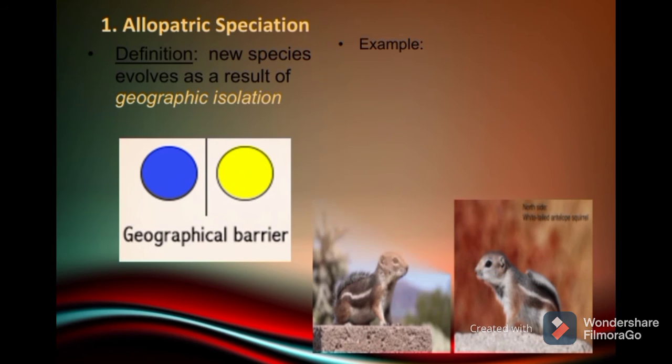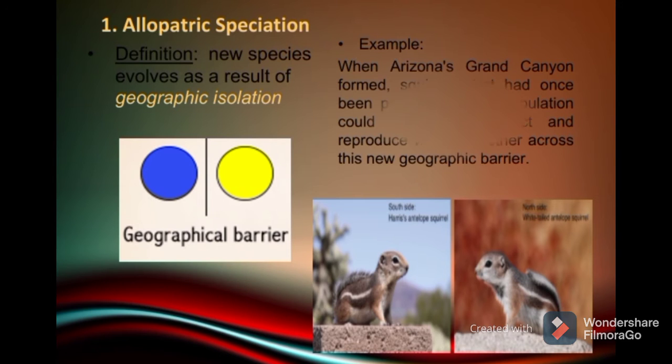In allopatric speciation, groups from an ancestral population evolve into separate species due to a period of geographical separation or a geographical barrier. An example is the south side Harris's antelope squirrel and the north side white-tailed antelope squirrel. When Arizona's Grand Canyon formed, squirrels that had once been part of a single population could no longer contact and reproduce with each other across this new geographic barrier.